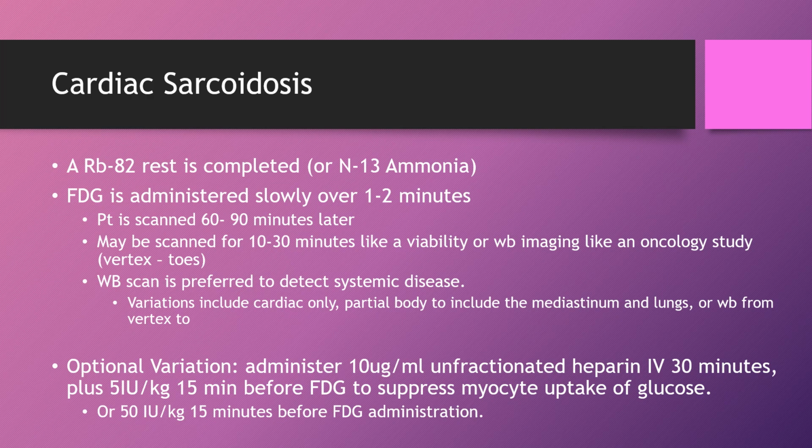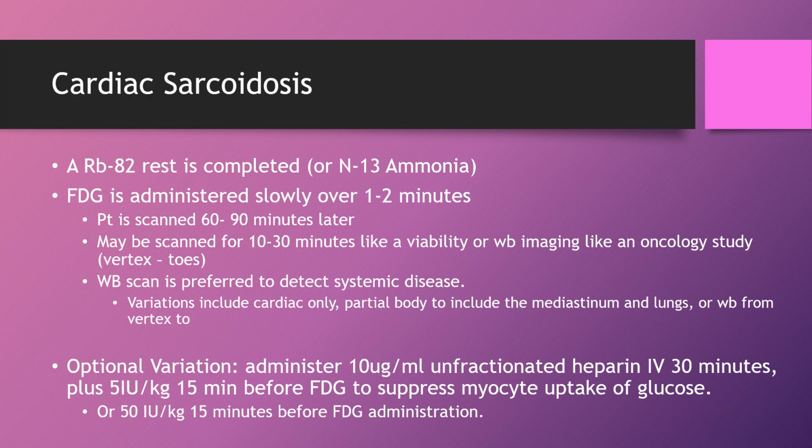Another optional variation is to administer 10 micrograms per milliliter of unfractionated heparin, and this is given IV 30 minutes before, followed by another 5 international units per kilogram 15 minutes before the FDG. And the administration of heparin in this way will suppress the myocyte uptake of the glucose, or the patient could receive 50 international units per kilogram 15 minutes before FDG administration.